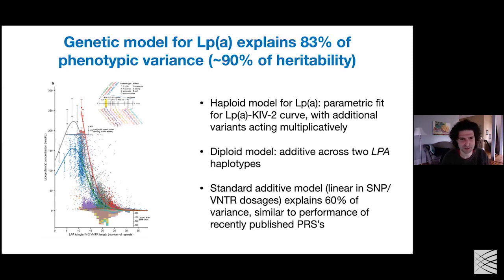By comparison, if you threw all of these variants into a standard additive model that's linear in SNP and VNTR dosages, you only explain 60% of variance, which is similar to the performance you get in recently published polygenic risk scores for this trait.